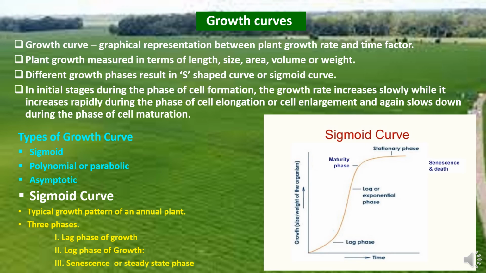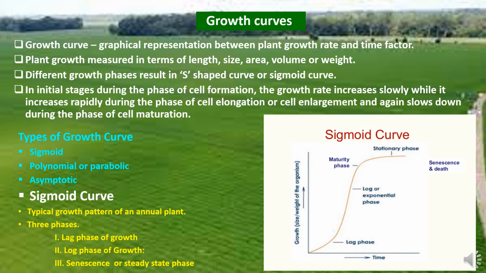And it is found that different growth phases result in an S-shaped curve, which is known as a sigmoid curve. In the initial stages, during the phase of cell formation, the growth rate increases slowly, while it increases rapidly during the phase of cell elongation or cell enlargement, and again slows down during the phase of cell maturation.